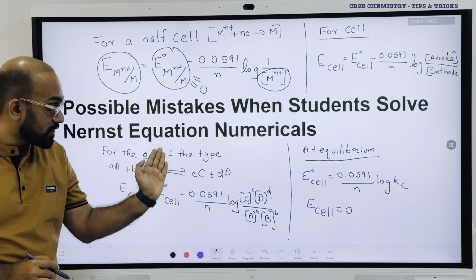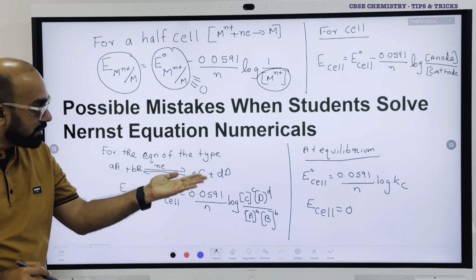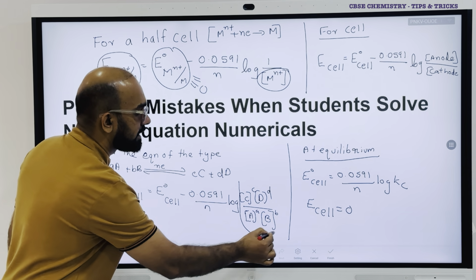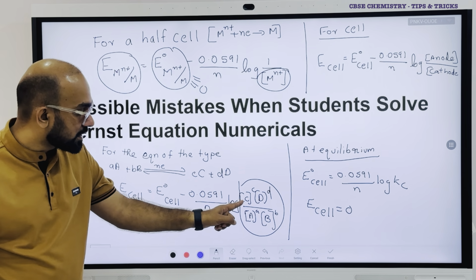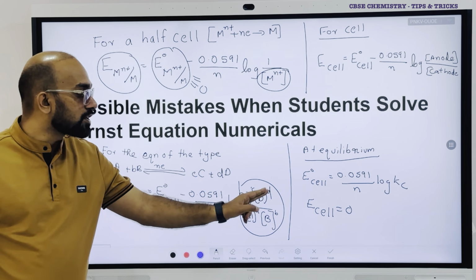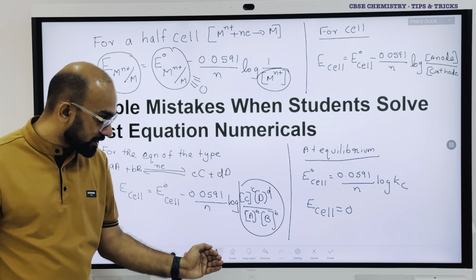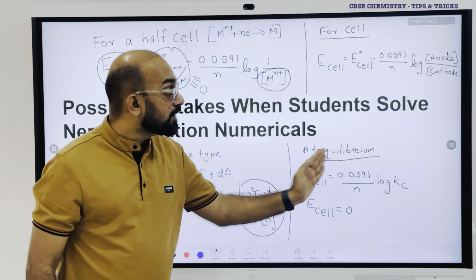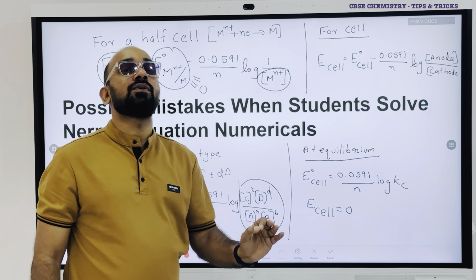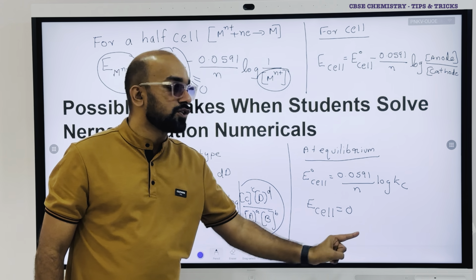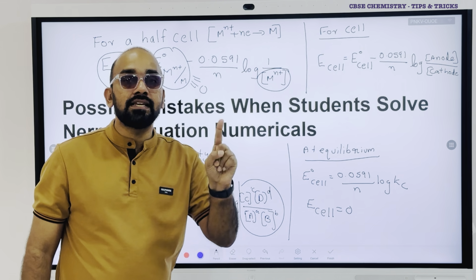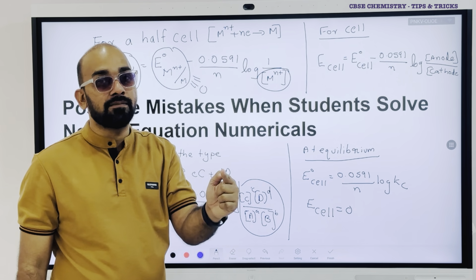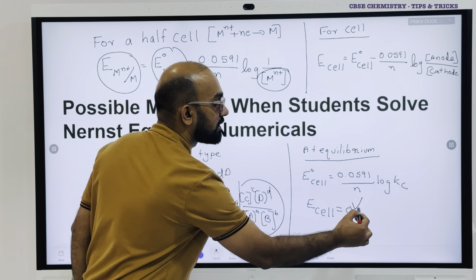Now, for an equation of this type, aA plus bB gives cC plus dD, you can use this equation. Remember, this is the reaction quotient: concentration of C raised to c into concentration of D raised to d, divided by concentration of A raised to a into concentration of B raised to b. This is for equilibrium. Remember, at equilibrium, E cell is equal to 0, not E0 cell. E cell is equal to 0. Keep it in your mind, okay? That is very, very important.